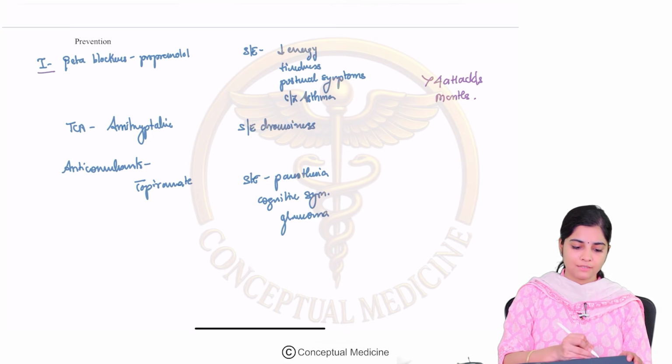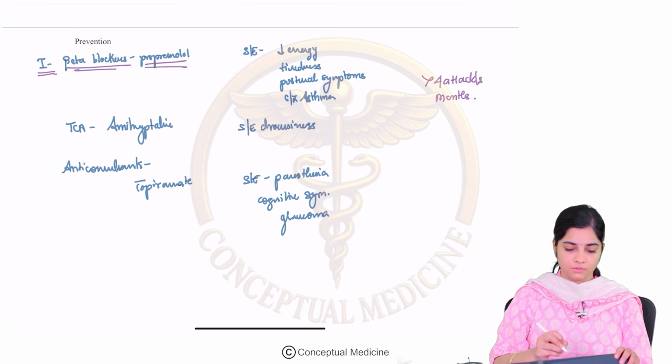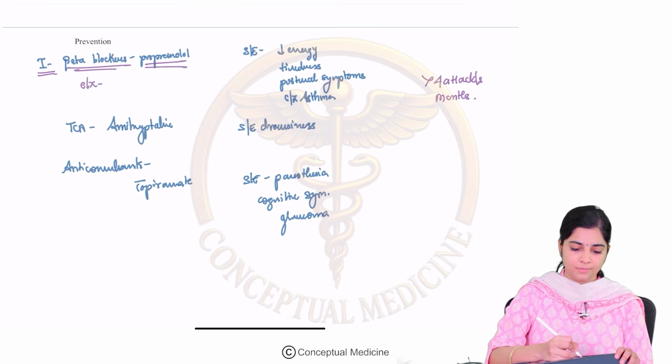Class 1 drugs include your beta blockers like propranolol, which are non-selective beta blockers. They are contraindicated in patients who have reactive airway disease.